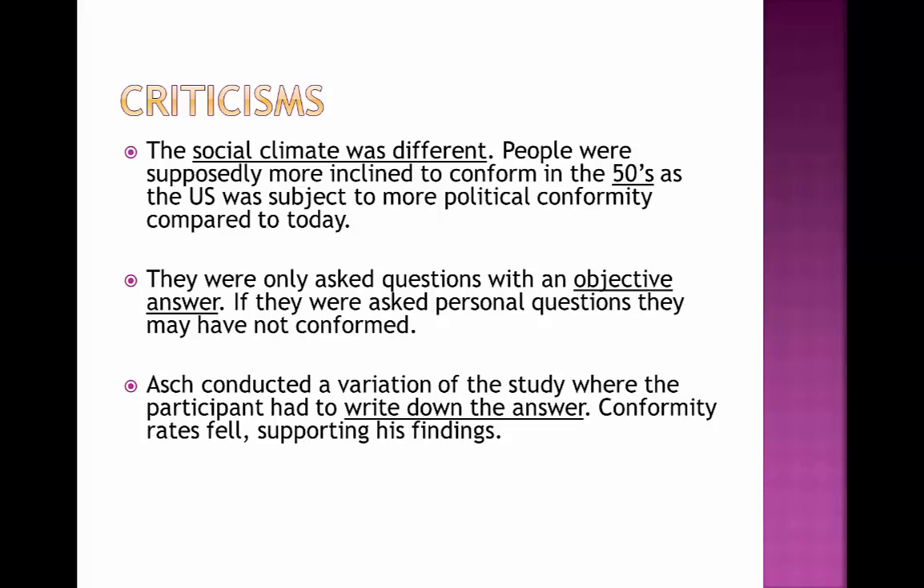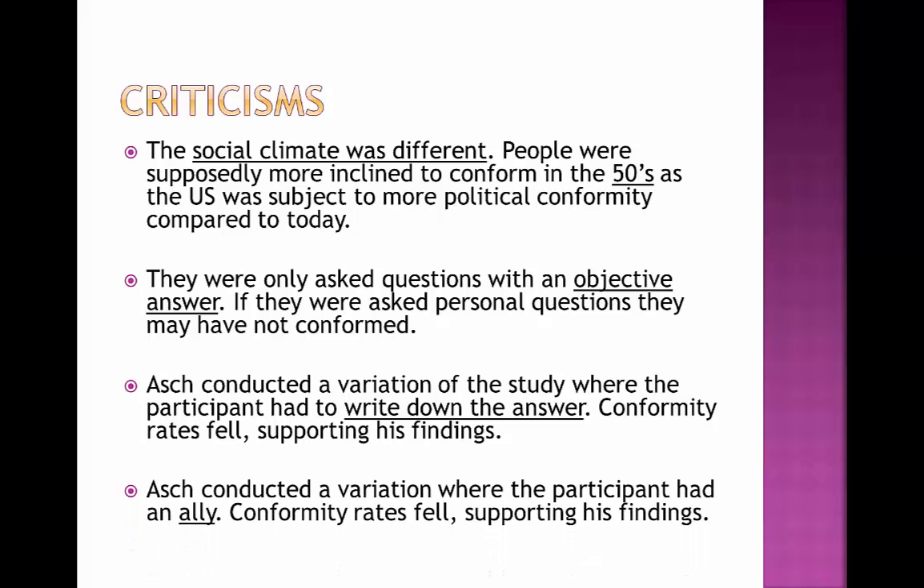Also, Asch conducted a variation of the study where the participant had to write down the answer themselves, and the rest of the group obviously wouldn't hear their answer because they were writing it down. As a result, conformity rates fell, which actually supported his findings, which is a positive point of evaluation of the study. Also, Asch conducted another variation where the participants had an ally. What this meant is that when the five confederates were answering, one of them actually gave the right answer before the participant said their own answer. When this happened, rates of conformity fell, which is another positive criticism of the study.